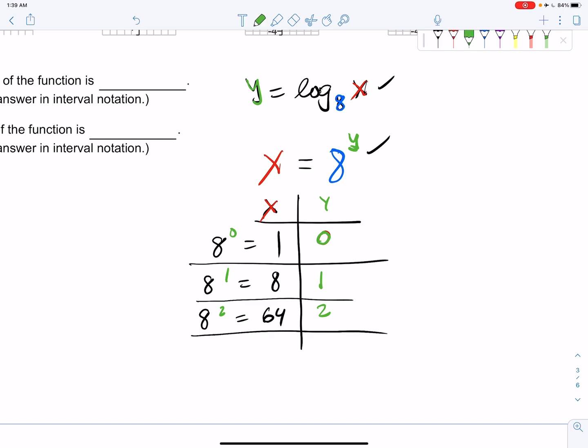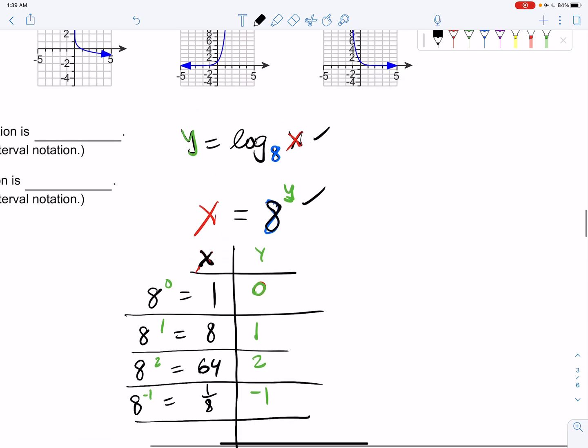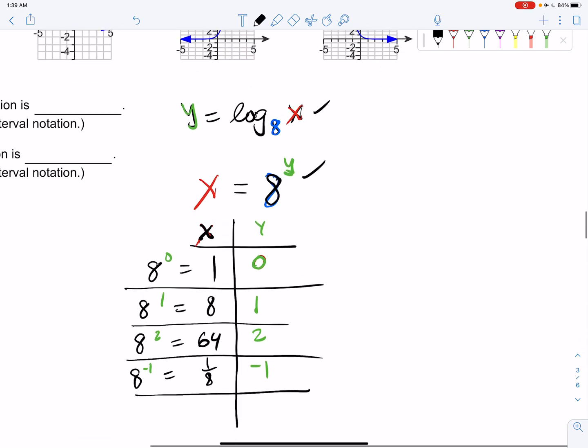What about, not continue positively, let's go to the negative side. What if I put in a -1? Remember over here, looking at the function, it's 8 raised to the y. So 8 raised to the negative first. And we know 8 to the negative first is just 1/8. So now the thing you've got to remember is this is our x value and then the green is our y value.